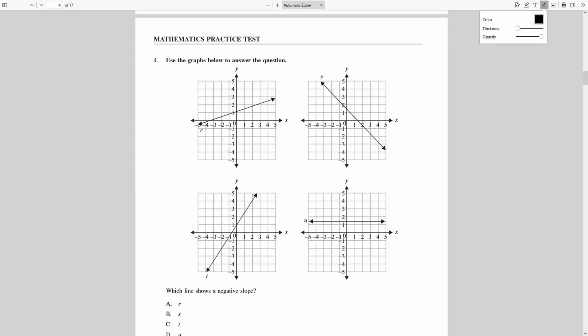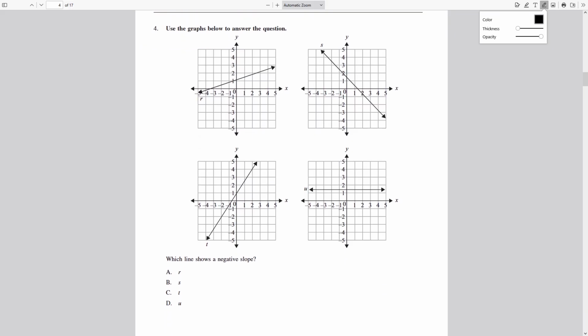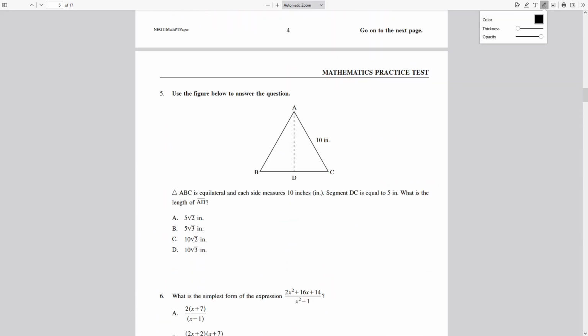Alright, use the graphs below to answer the question. Which line shows a negative slope? That would be line S, because it's going down. So that's an 11th grade question? Are you sure about that? Am I in the Wisconsin test? Because this circle I drew around the B looks like Wisconsin a little bit, if it had the Michigan Island.